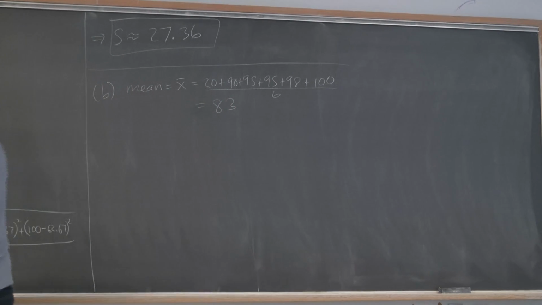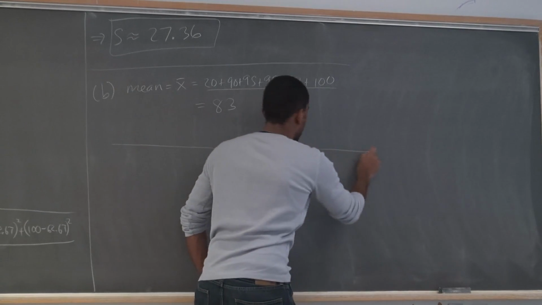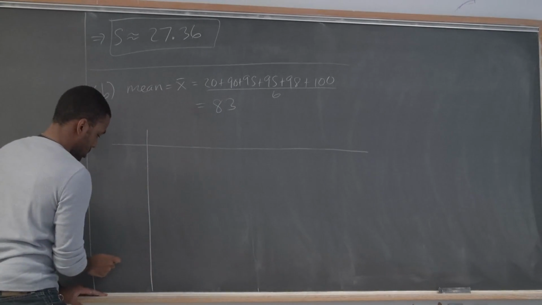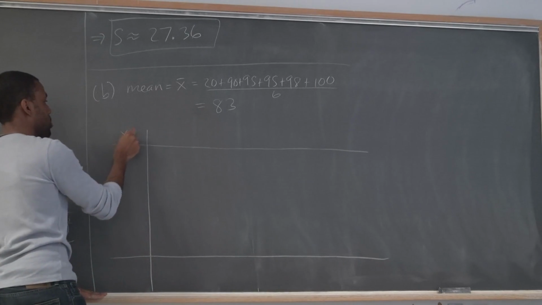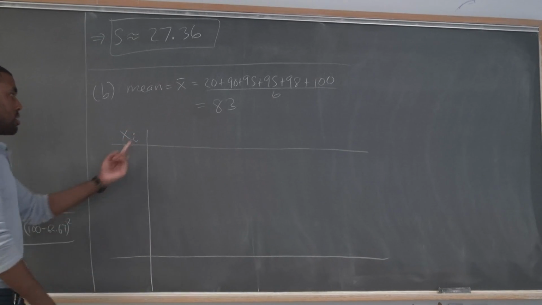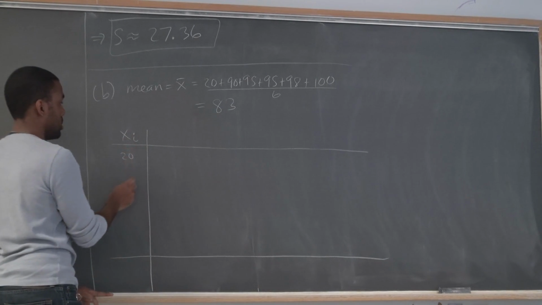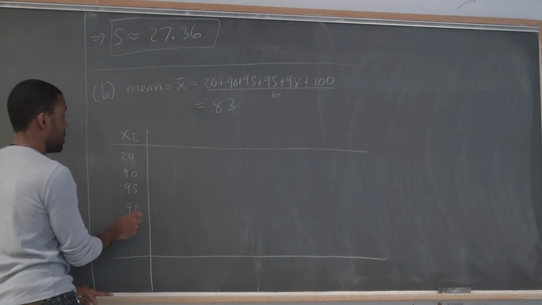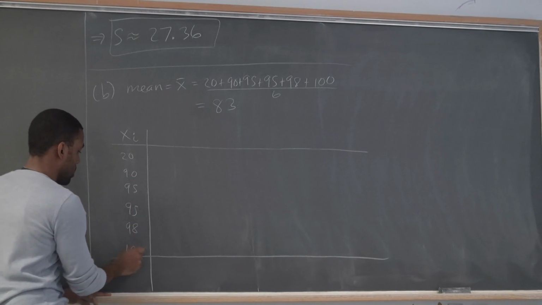So now people like to set this up in a table. They just do the formulas. So we have the data points here, which we call xi. That's to represent x1, 2, 3, and so on. So here we had 20, 90, 95, 95, 98, 100.